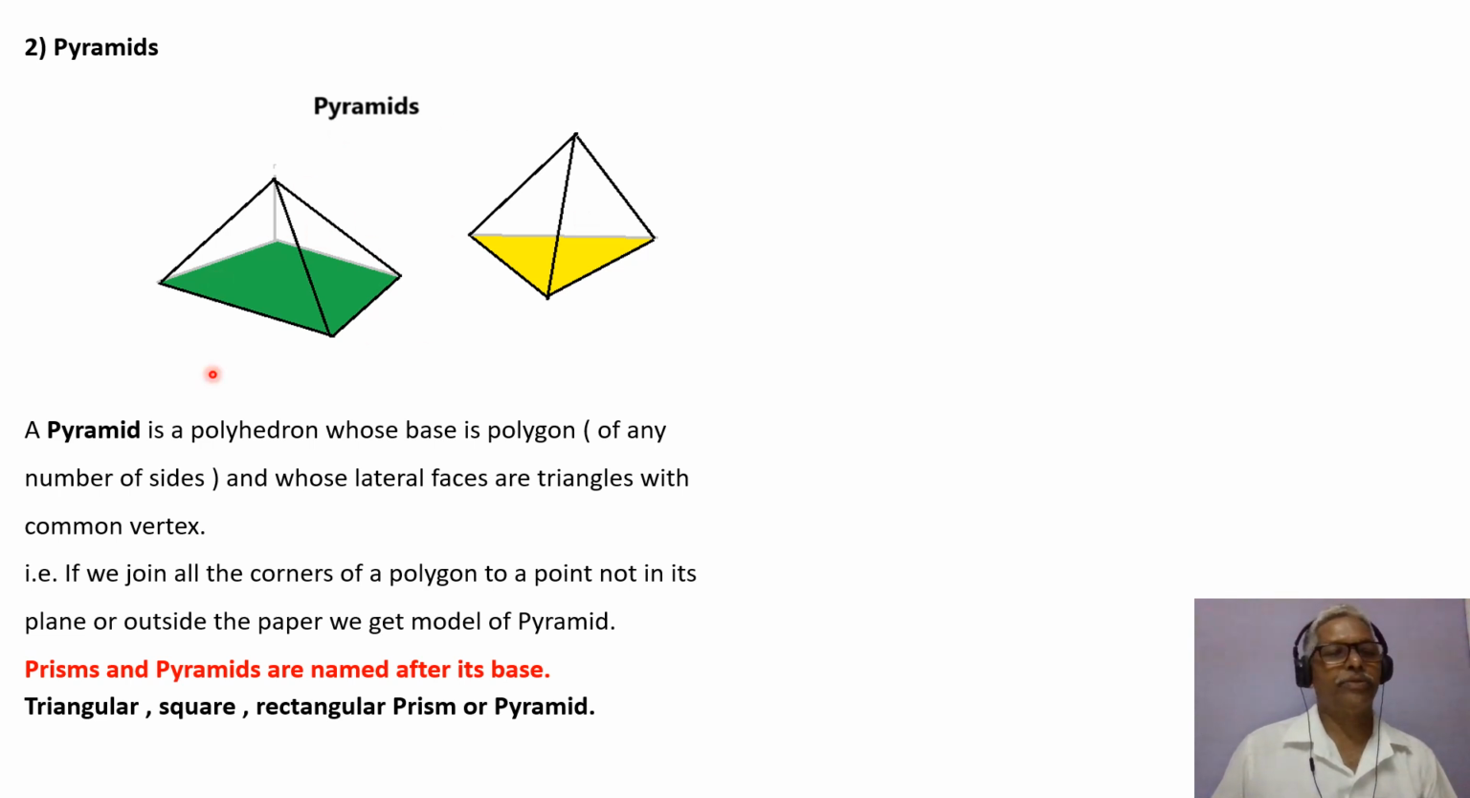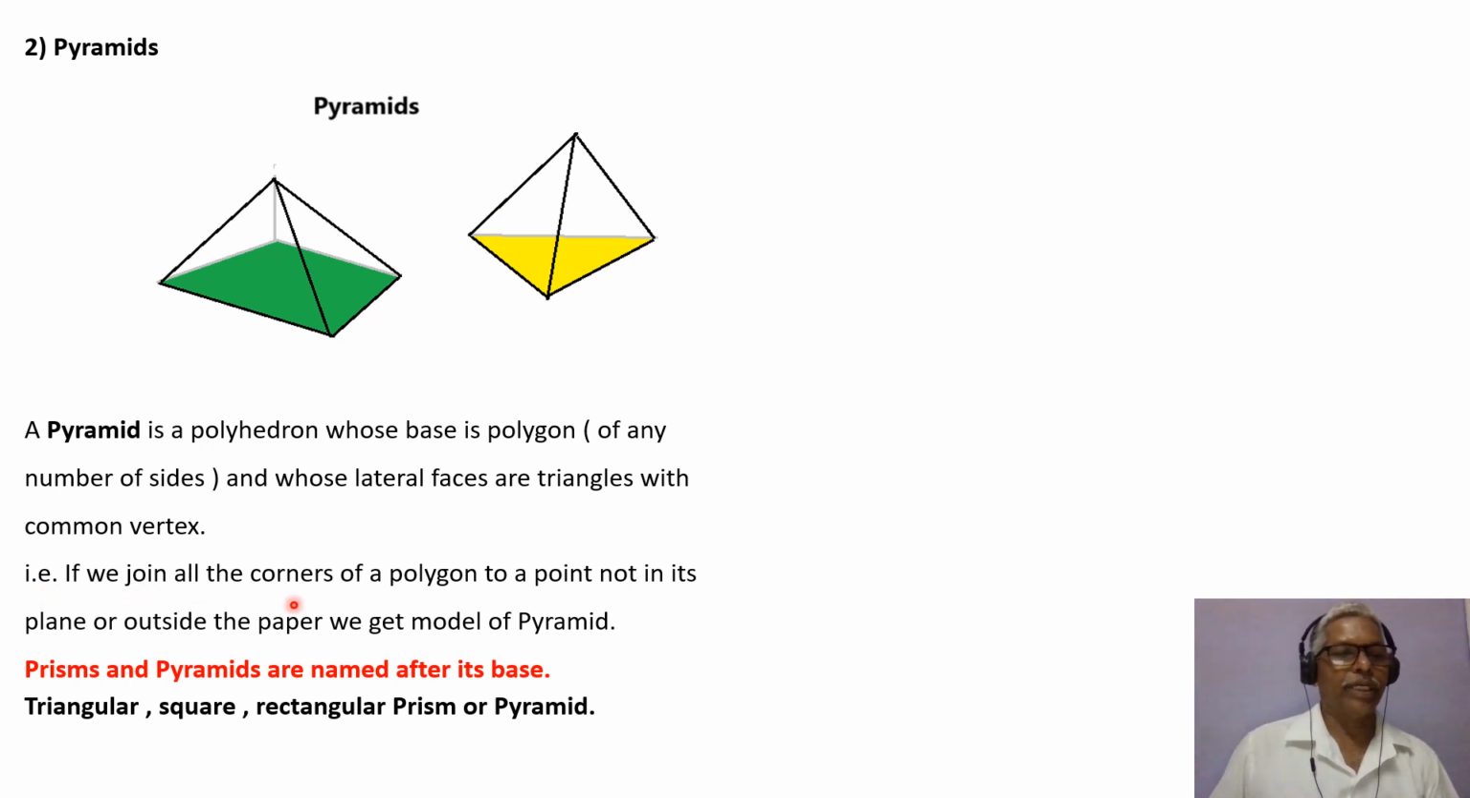Look at this and this, and we will read the definition. A pyramid is a polyhedron whose base is a polygon. Here rectangle, here the triangle. The base is a polygon of any number of sides. This can have even more sides. And the second part of the definition is whose lateral faces are triangles with a common vertex. These faces are triangles. Here see, with a common vertex.